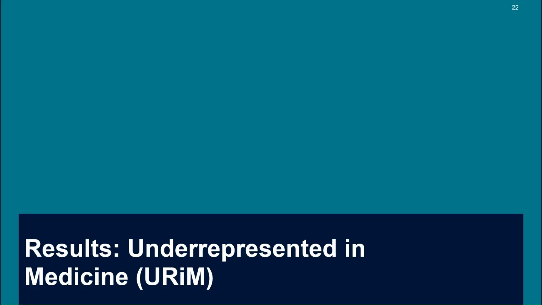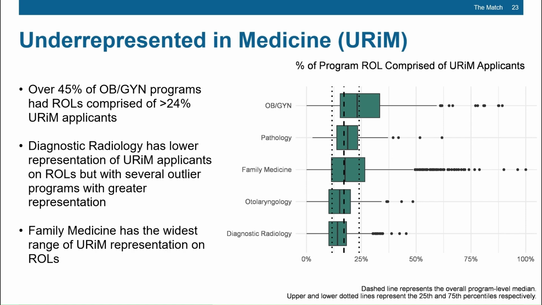Now let's turn our attention to findings related to applicants being underrepresented in medicine, a group which includes Black or African American, Hispanic, Latino, American Indian, Alaska Native, and Pacific Islander applicants. A reminder that the vertical dotted lines represent the 25th, 50th, and 75th percentiles for programs across all specialties, not just the 5 on this slide. We see that over 45% of OBGYN programs had roles comprised of greater than 24% URIM applicants. This suggests OBGYN programs tended to rank URIM applicants at a higher rate than other specialties.